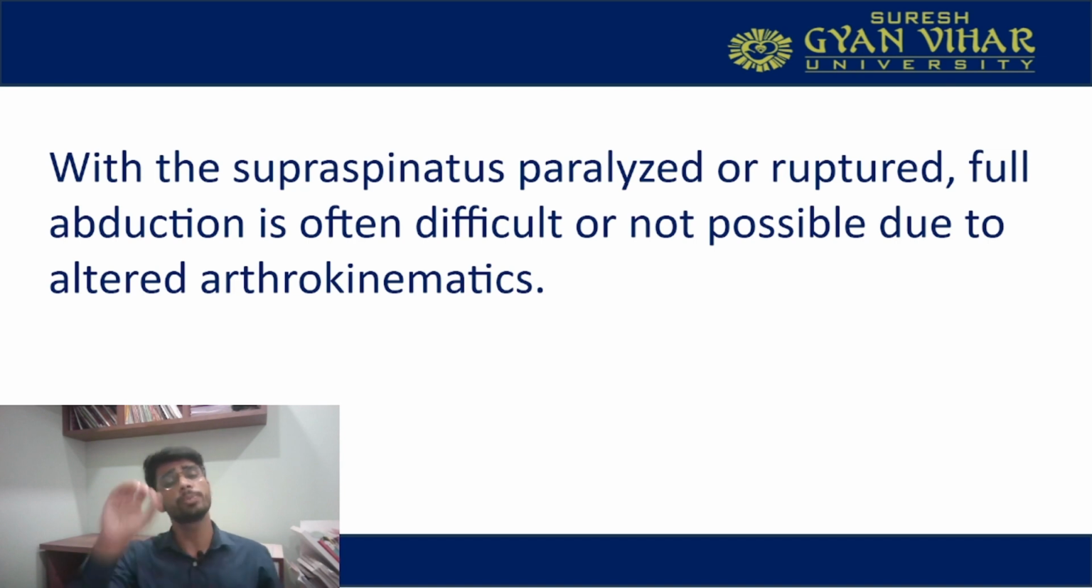So if the supraspinatus is paralyzed, then abduction cannot occur. If the middle deltoid is paralyzed, abduction can occur because the supraspinatus is intact at that time. When we are abducting the arm, both muscles are responsible 50 and 50%, but if one of them gets ruptured, if the muscle is the deltoid, then the abduction can occur. If the muscle is the supraspinatus, then the abduction is not possible.